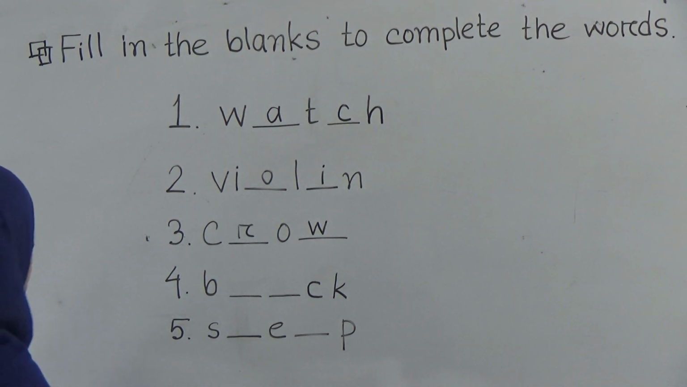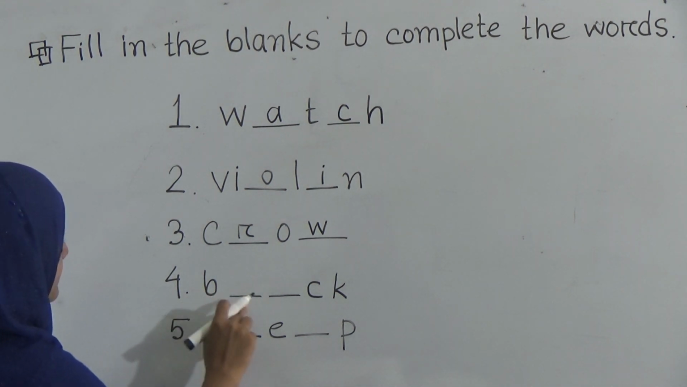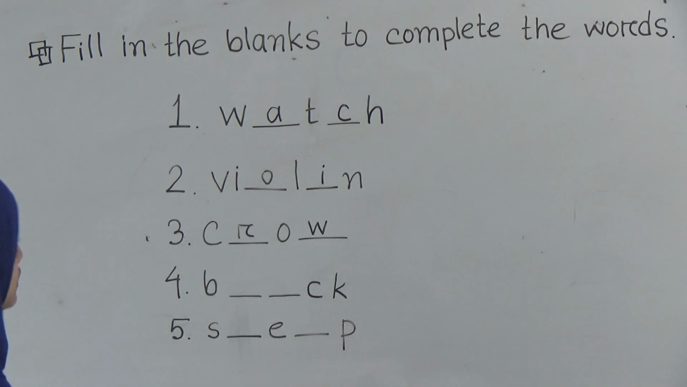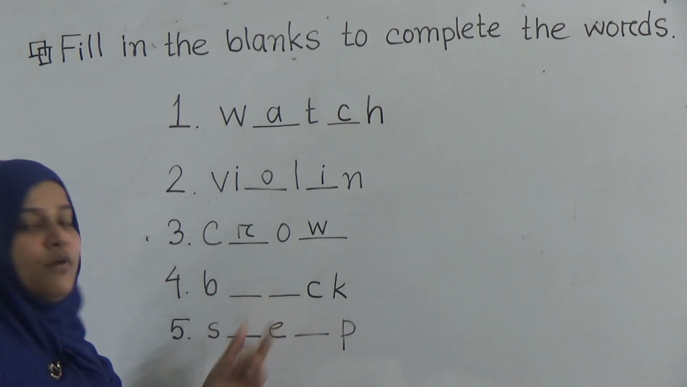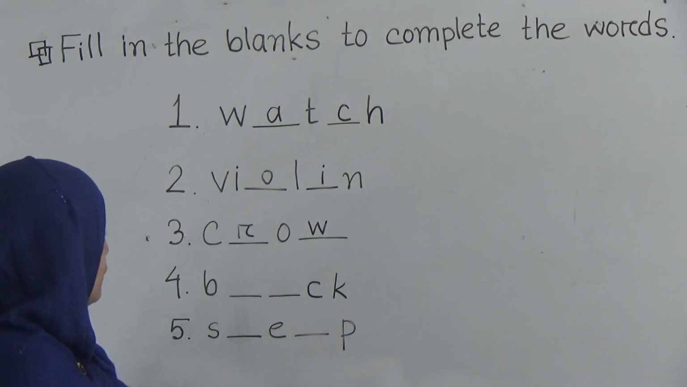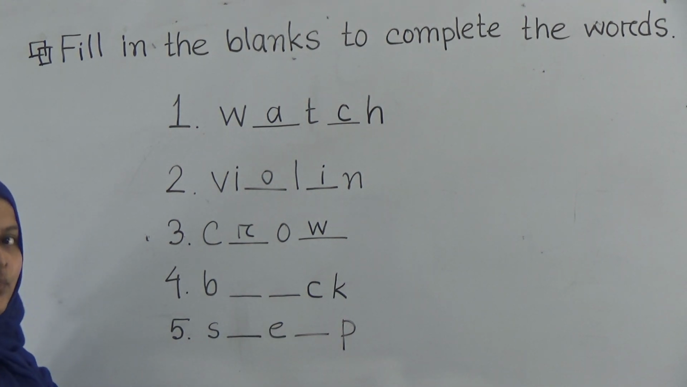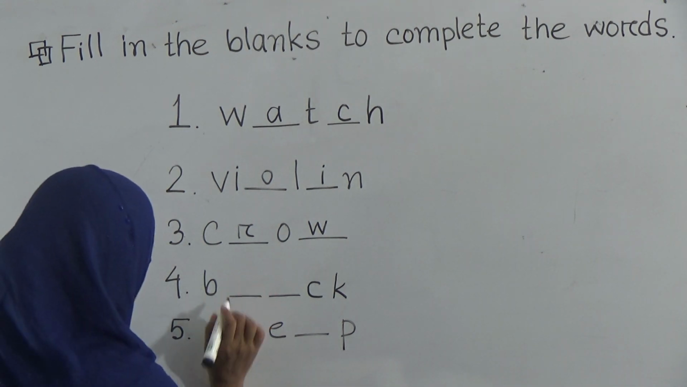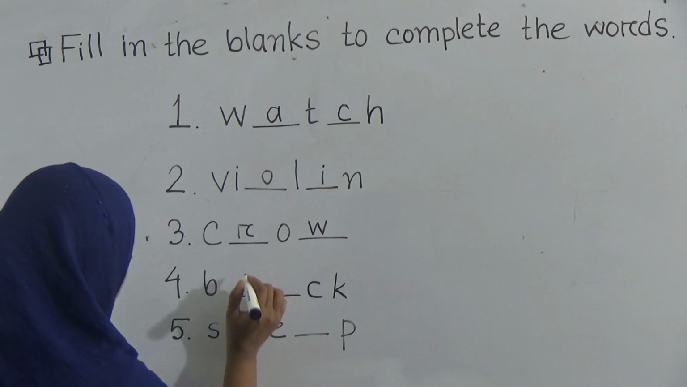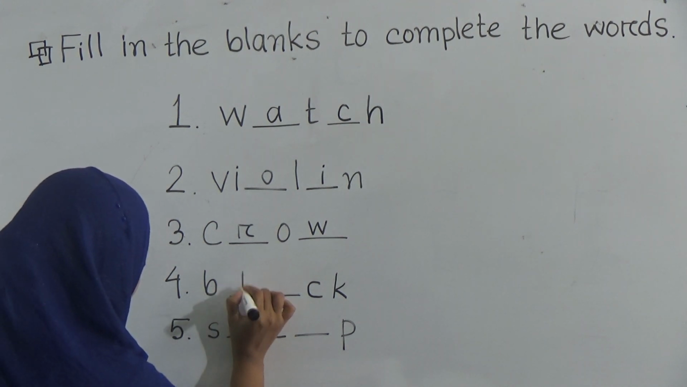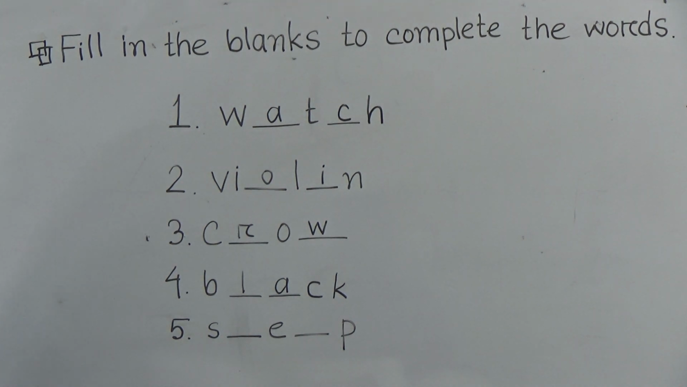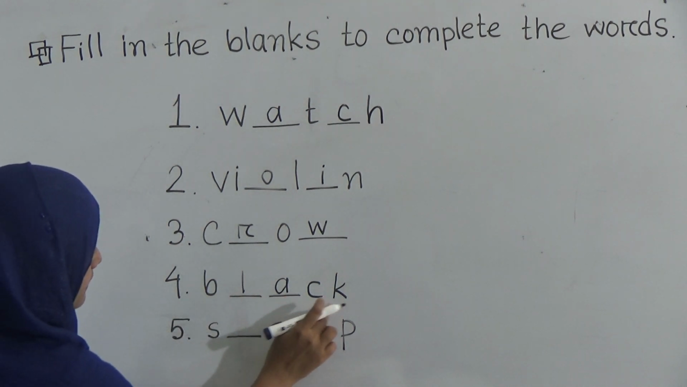Now come to number 4. B, gap, gap, C, K. Students, this is a name of a color. So can you guess what will be the word? I hope you guessed the right word. It will be black. The spelling of black is B, L, A, C, K. Black. So again say with me. B, L, A, C, K. Black.